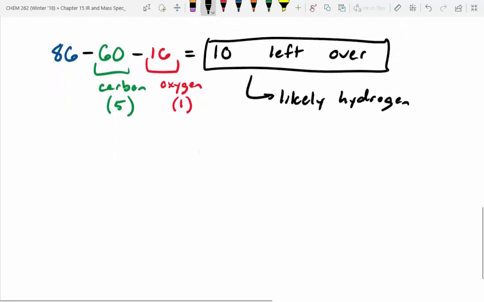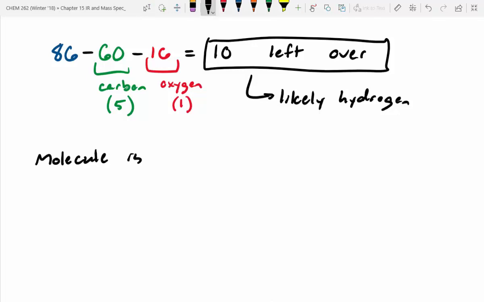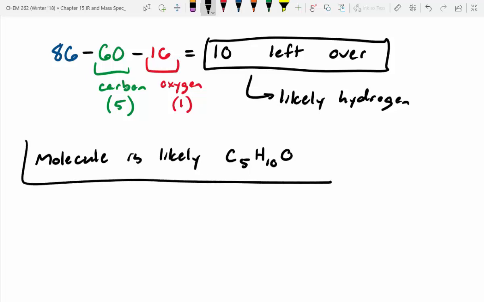All right, that leaves us in a pretty good situation though, right? So now we can say this molecule is likely C5H10O. All right, and what you can do is just start guessing and checking wildly and draw as many structures as you can that fit this. However, it gets somewhat challenging, especially with larger molecules. So I'll show you another trick you can do to make your life a little bit easier.